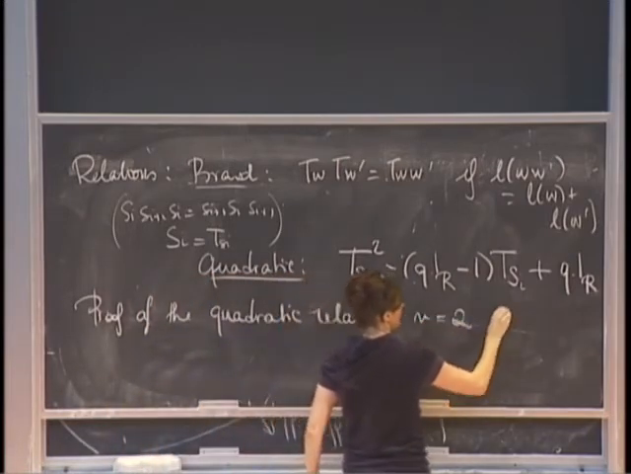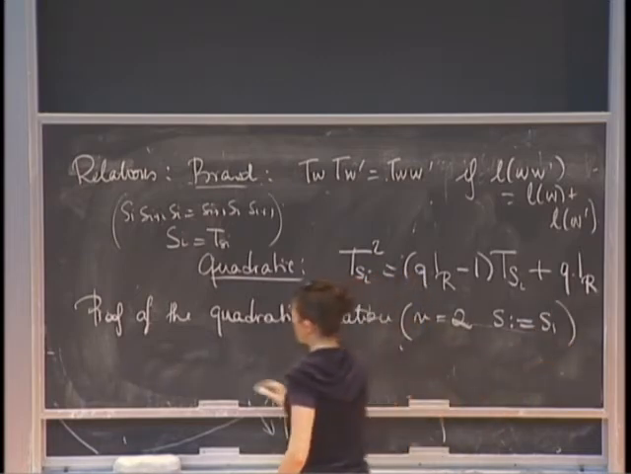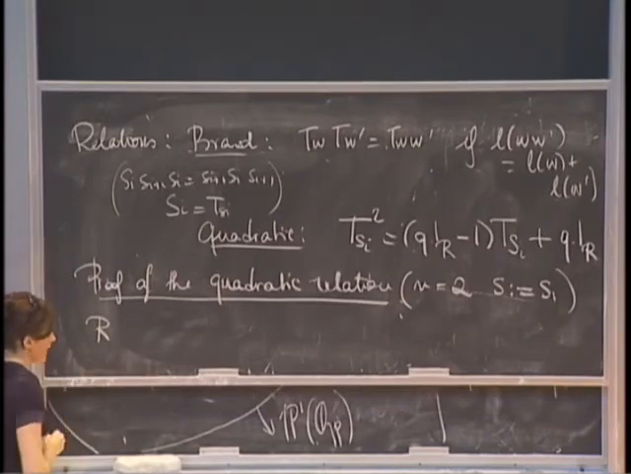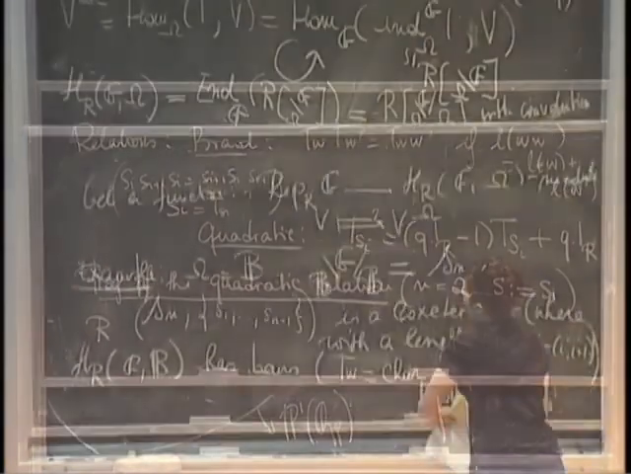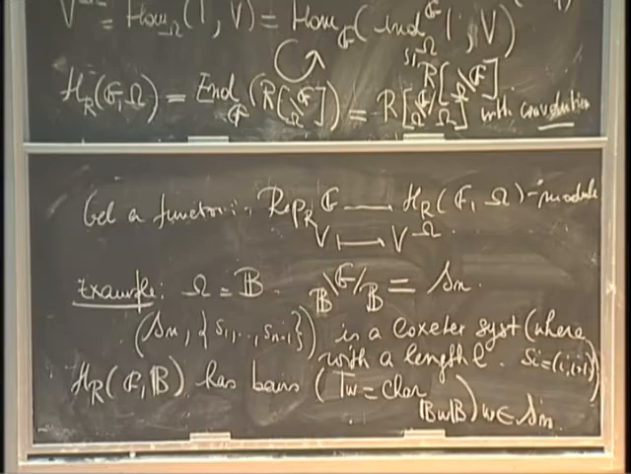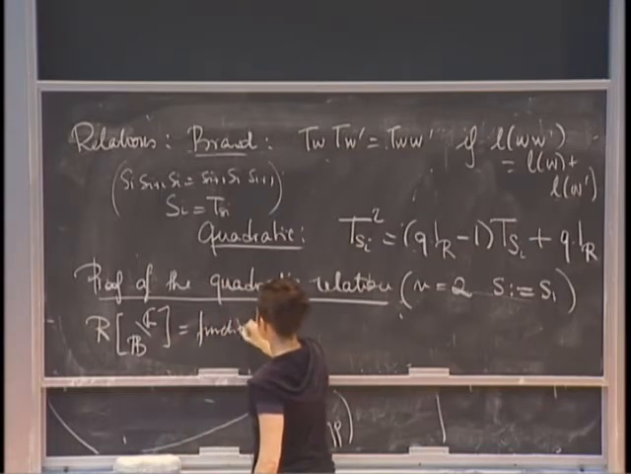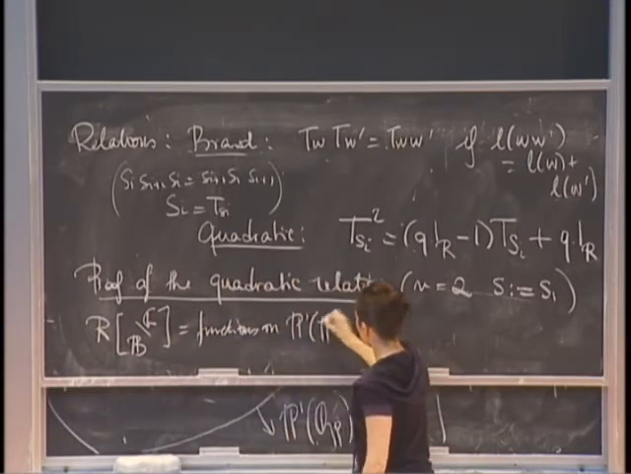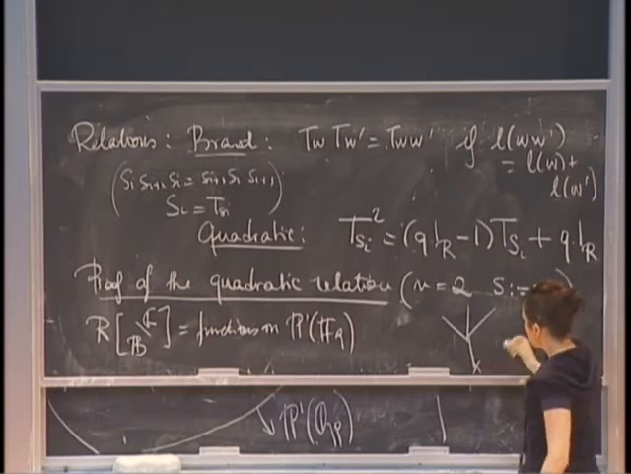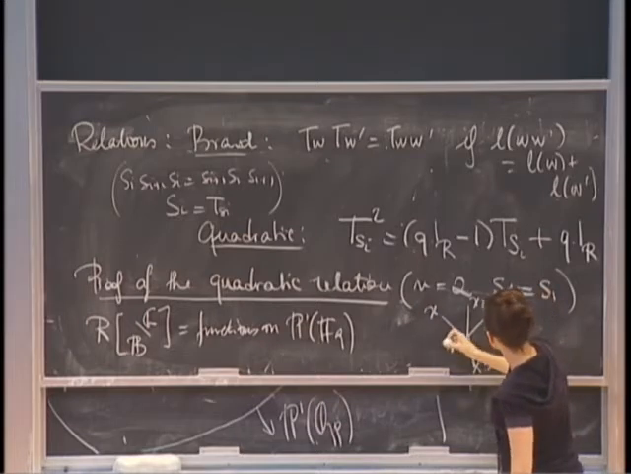Let's say for n equals 2, and in this case I will just write S instead of S1. Well, so we said that an element in the Hecke algebra can be seen as an endomorphism of this thing here, which in the case of B is the functions on the projective line. So again, if I take q equals 3, I have 4 points here. I have q plus 1 points.